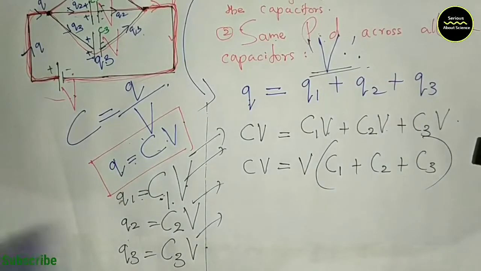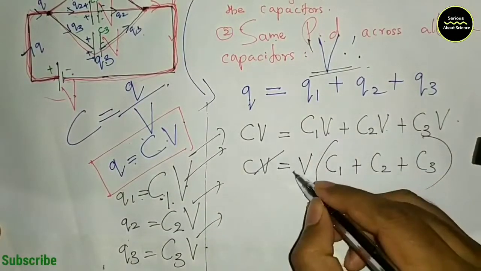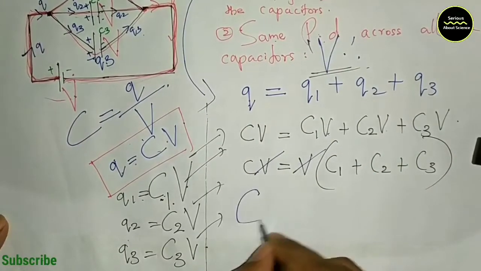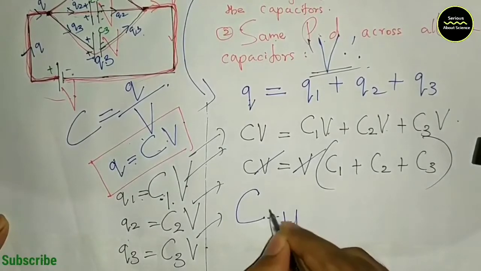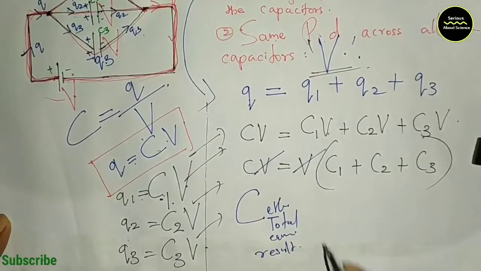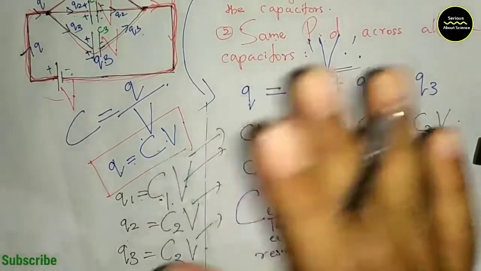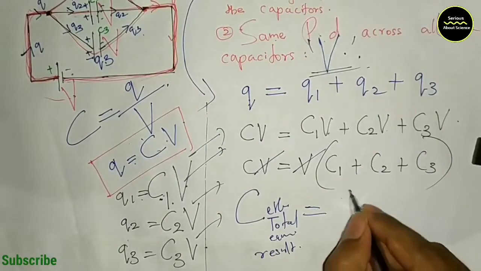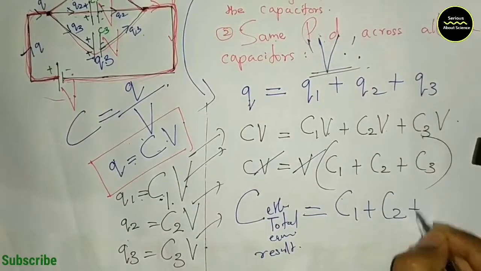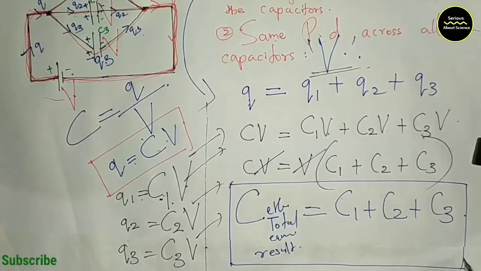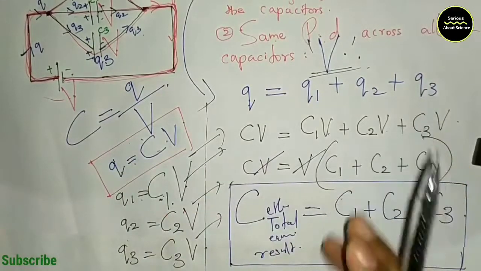The next step, of course, is that V and V will be cancelled. V in the LHS and V in the RHS cancel each other. In the remaining term, as we have seen yesterday, C on the LHS is the total capacitance, or effective capacitance, or equivalent capacitance, by any name you can call it. So C effective or C total or C equivalent will be equal to C1 plus C2 plus C3. This is the final answer for the parallel combination of capacitors.